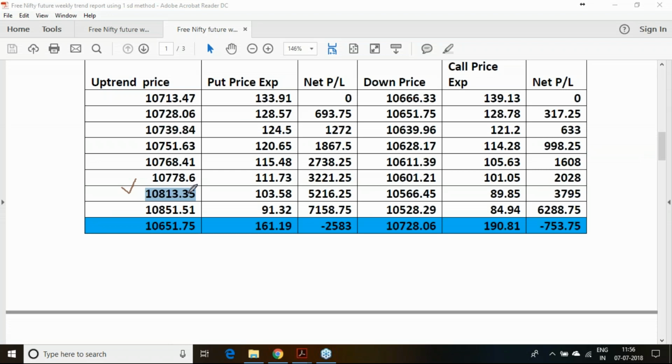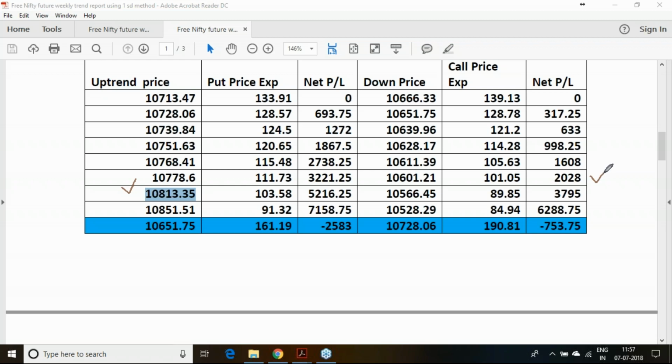You calculated last week 10,813 as one of your targets, the last but one target. You achieved up to 10,816, you shot up 2 to 3 points and retraced back from there. Here you have achieved 601, you have gone up to 10,595. So 5-6 points you penetrate and move on.